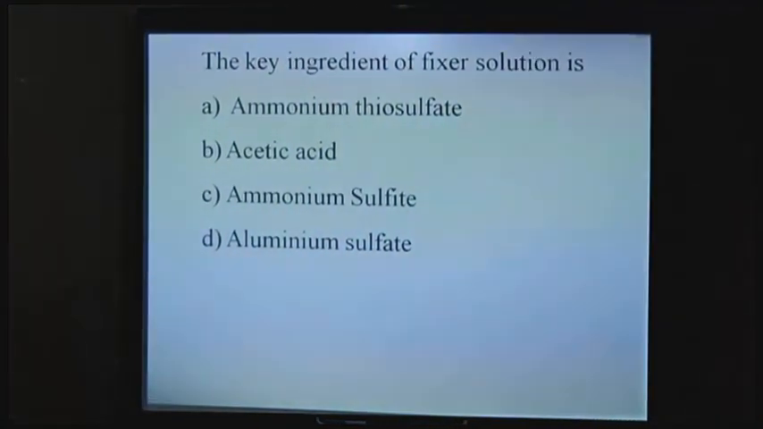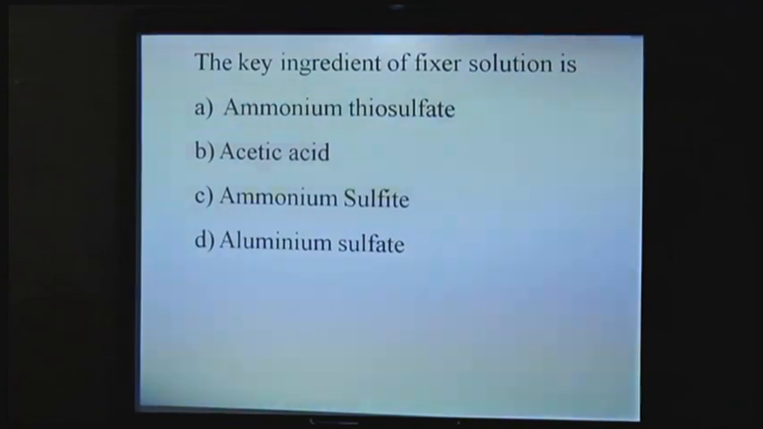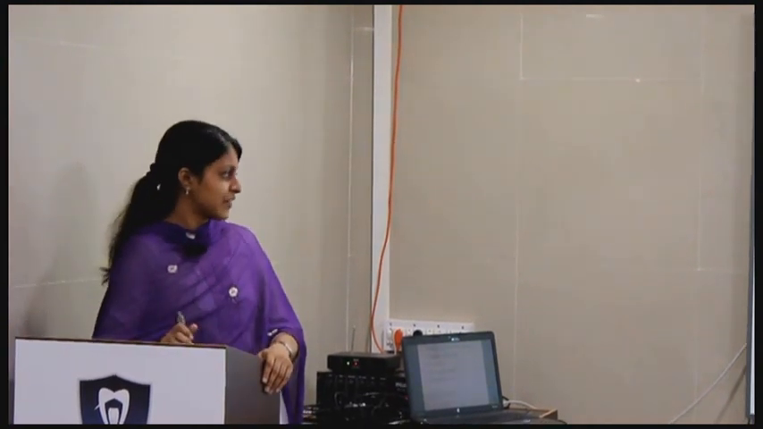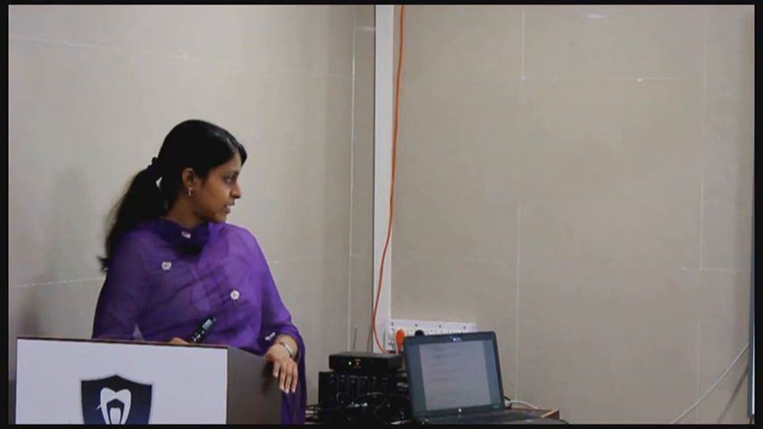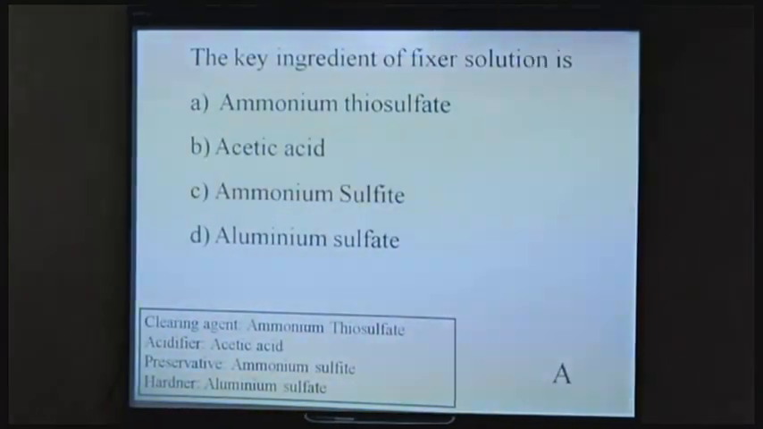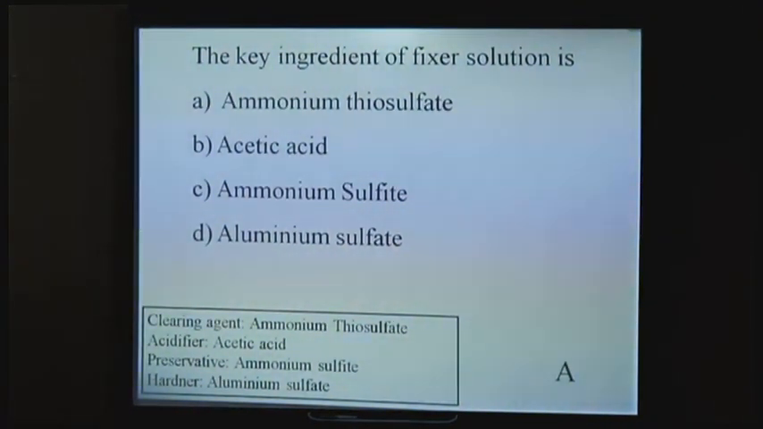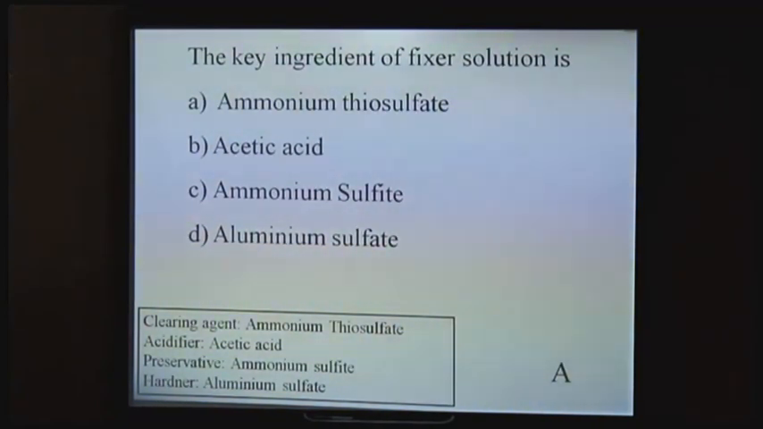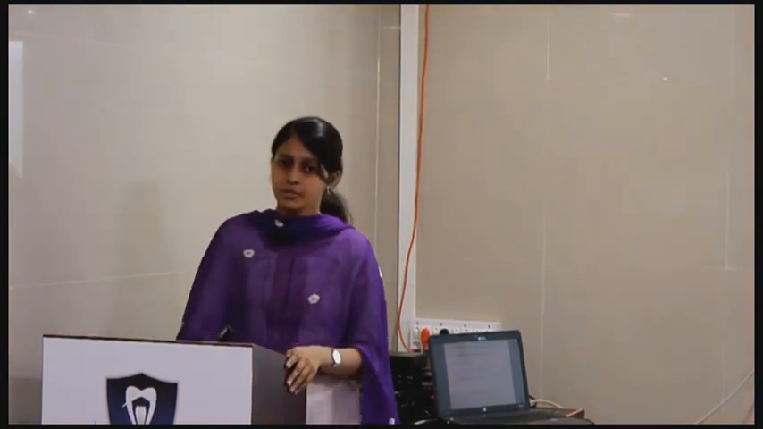Key ingredient of fixer? A. So what is acetic acid? Activator. Let's see acidifier or the activator part of it. Ammonium sulfite is your preservative, same reason as your developer, and hardener is ammonium sulfate. Why do you need a hardener for fixer? On developing, your gelatin swells up, it becomes soft. So to harden that after the film processing is over, if it is not hardened, then while maintaining, your film will get bent and you will have a lot of marks. So to prevent that, they are adding a hardener which is your aluminium sulfate.